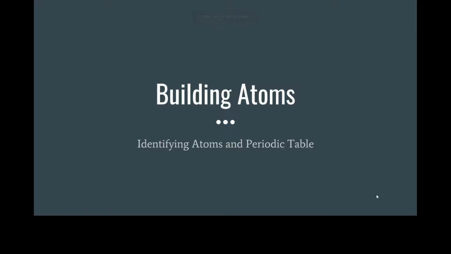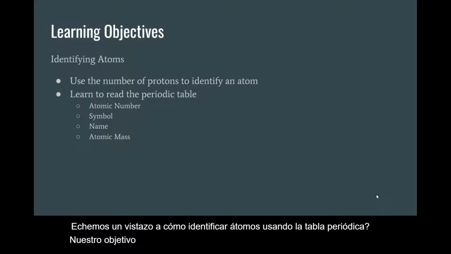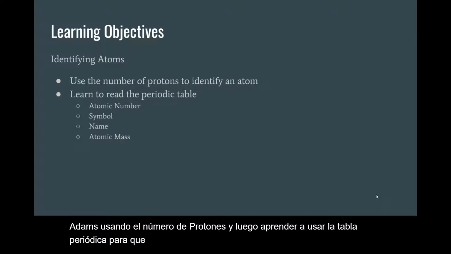Let's take a look at how to identify atoms using the periodic table. Our goal with this little lesson is to be able to identify atoms using the number of protons, and then learning how to use the periodic table so that I can identify information about an atom.